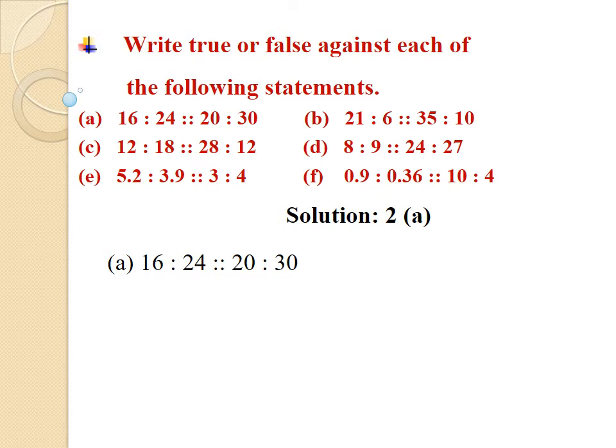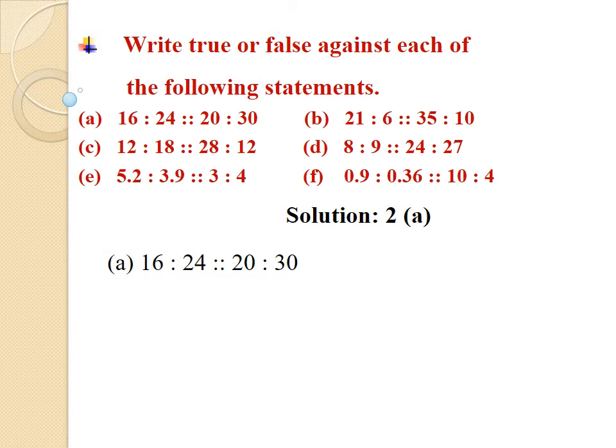In the second method, we find the product of extremes and means and state whether the two ratios are in proportion or not. Today, we are going to solve question number 2 by the second method and write whether the given statements are true or false by finding the products of extremes and means. Students, we know that if the products of extremes and means are the same, then we write that the given ratios are in proportion, otherwise not. So now let us solve question number 2.